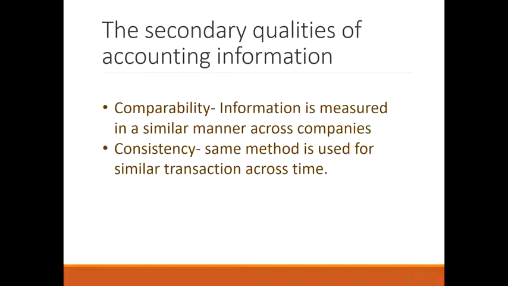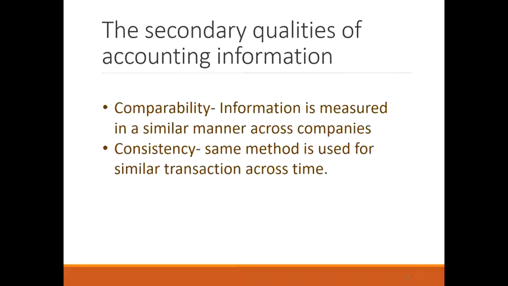So now kita akan tengok pada secondary qualities of accounting information, that are comparability and consistency. So what is comparability? Comparability is the information is measured in a similar manner across companies, which means that is a level of standardization of accounting information that allows the financial statements of multiple organizations to be compared to each other. Okay, maksudnya boleh compare lah.